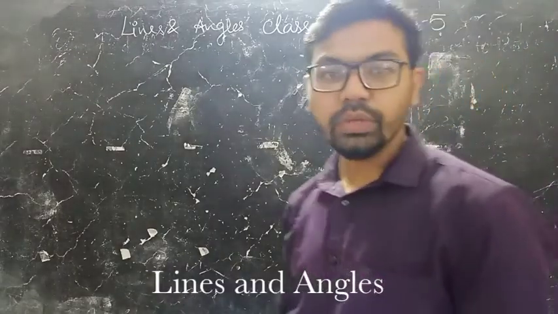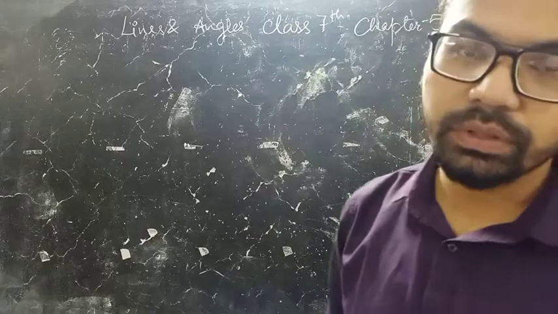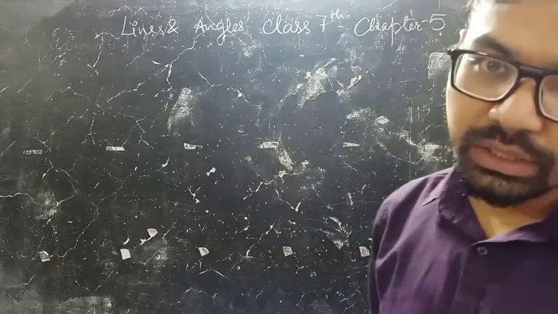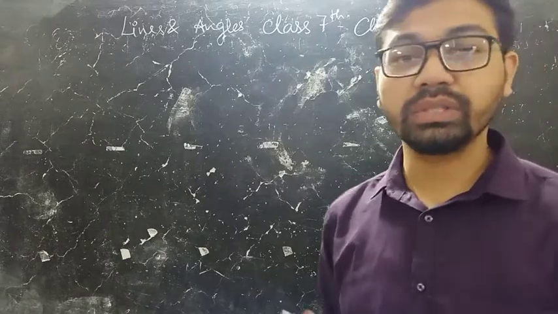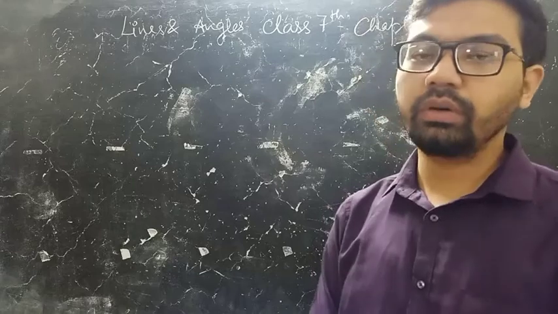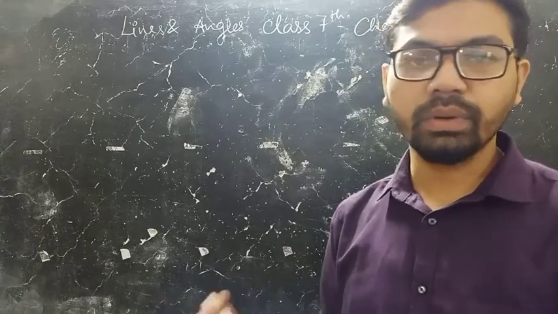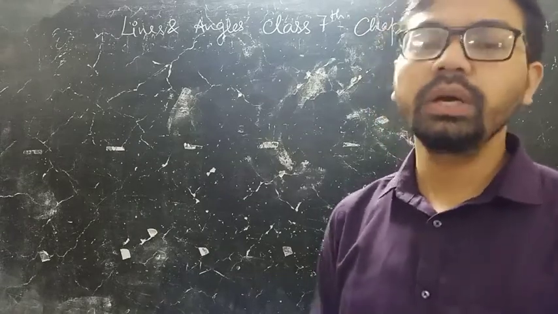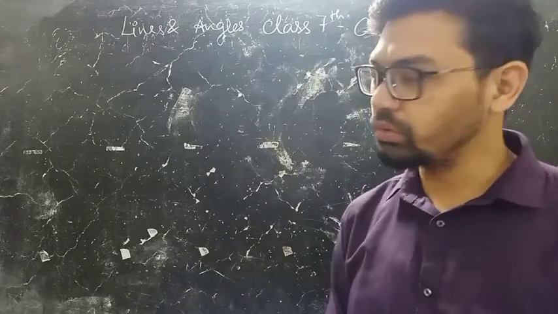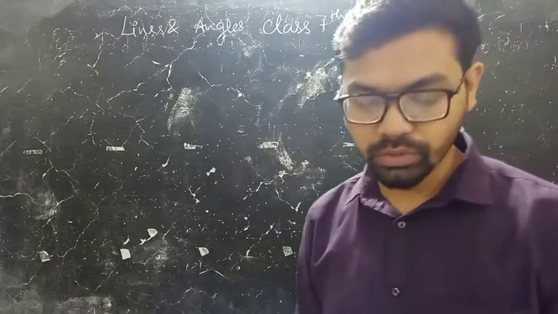Good morning students. Today I am going to start a new chapter. This is chapter 5, lines and angles. So what is a line and what is an angle? In this video I will cover these topics, okay? We have different sorts of angles like complementary angles, supplementary angles, vertically opposite angles, acute angles, obtuse angles. So in this video I will cover all these terms, okay?